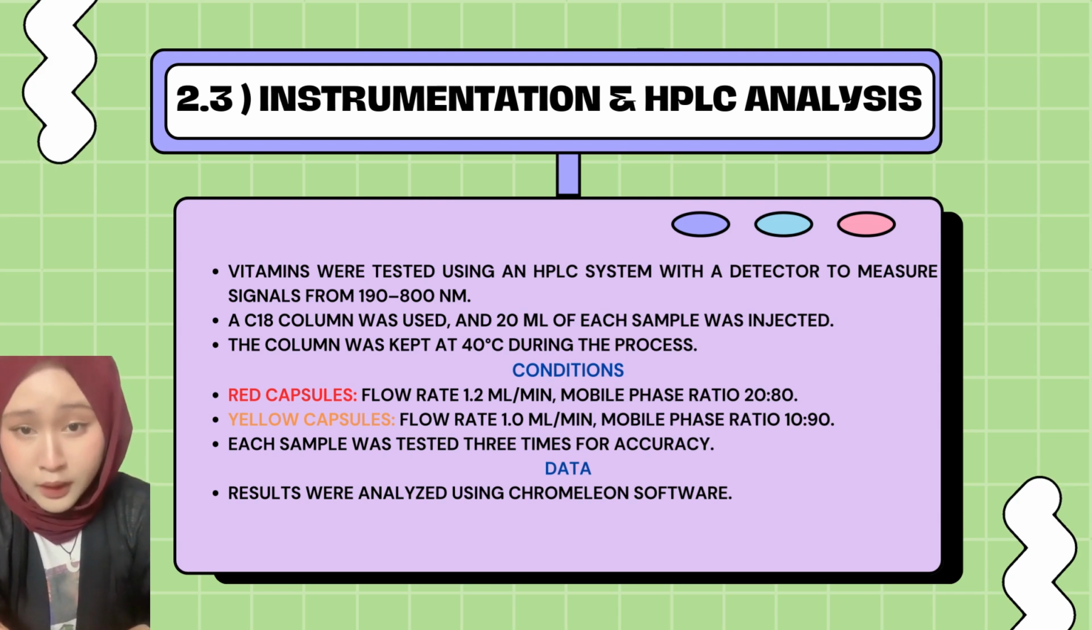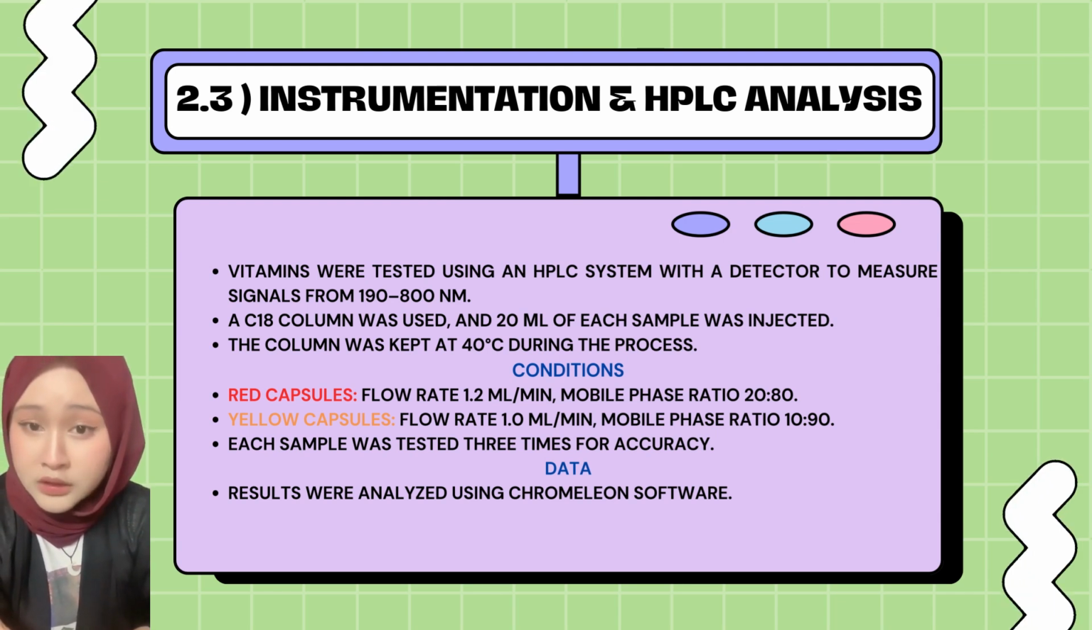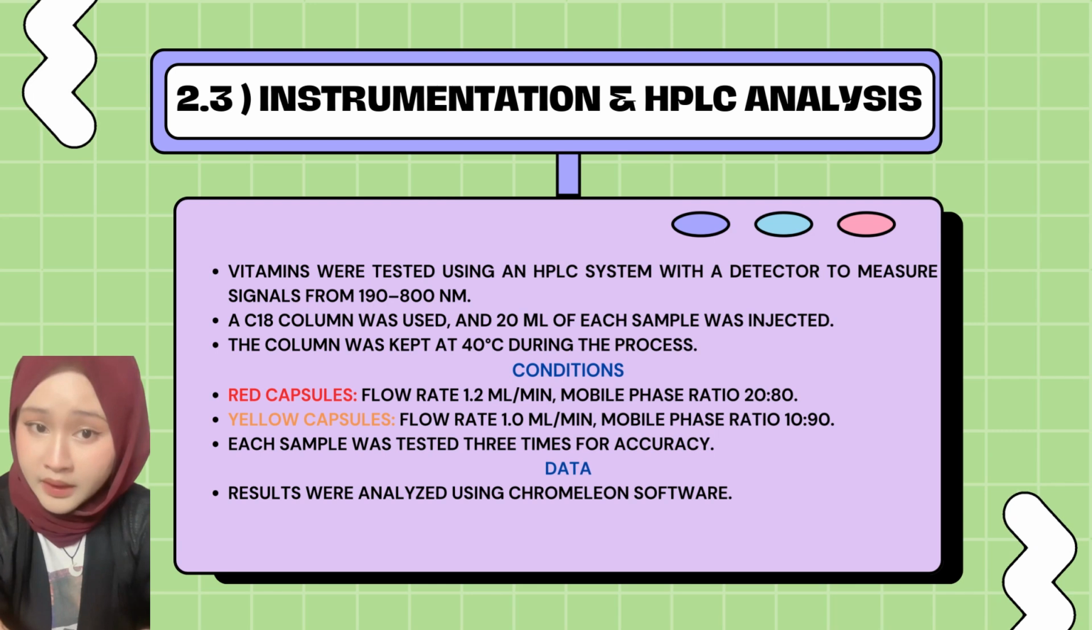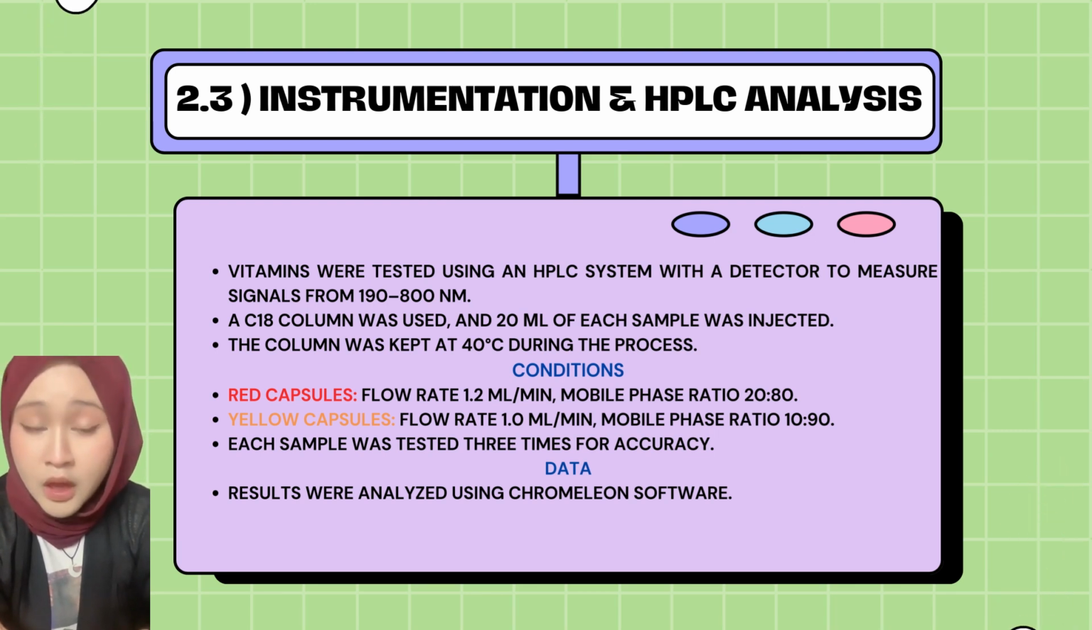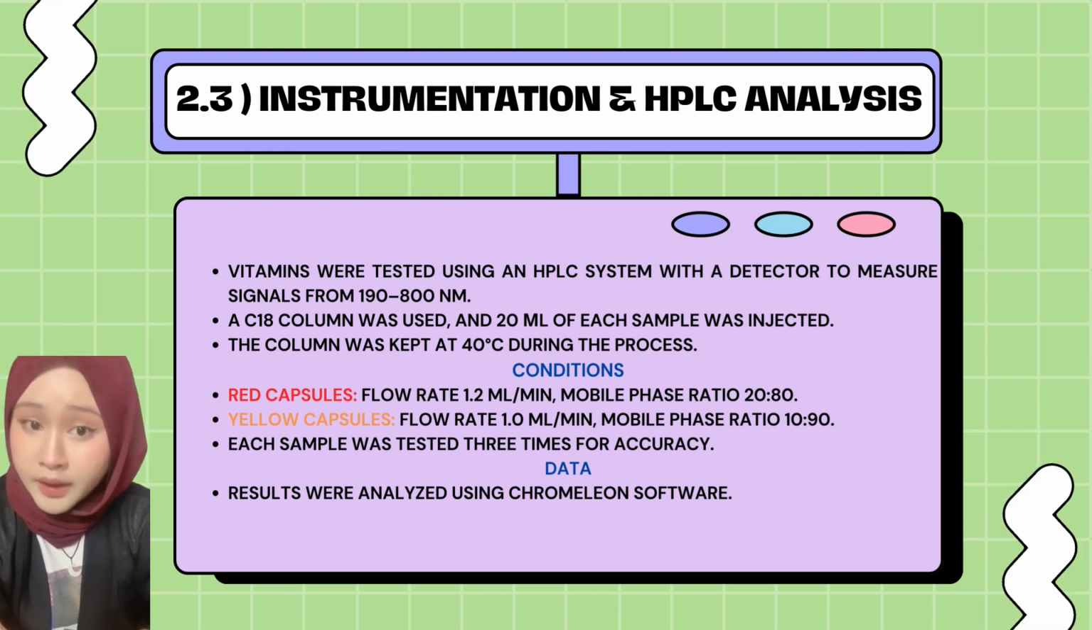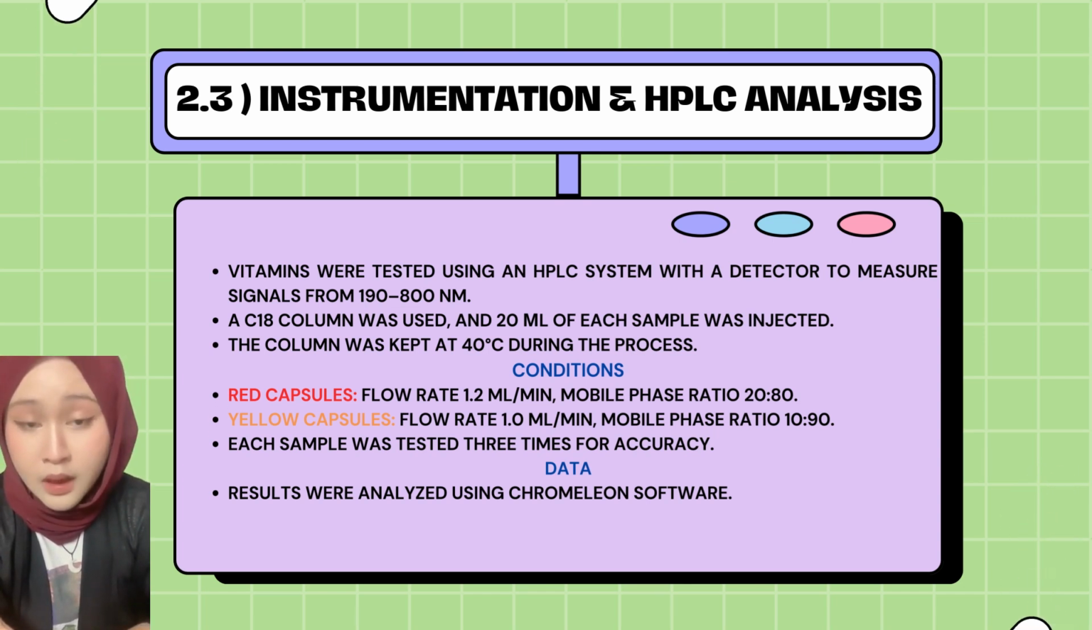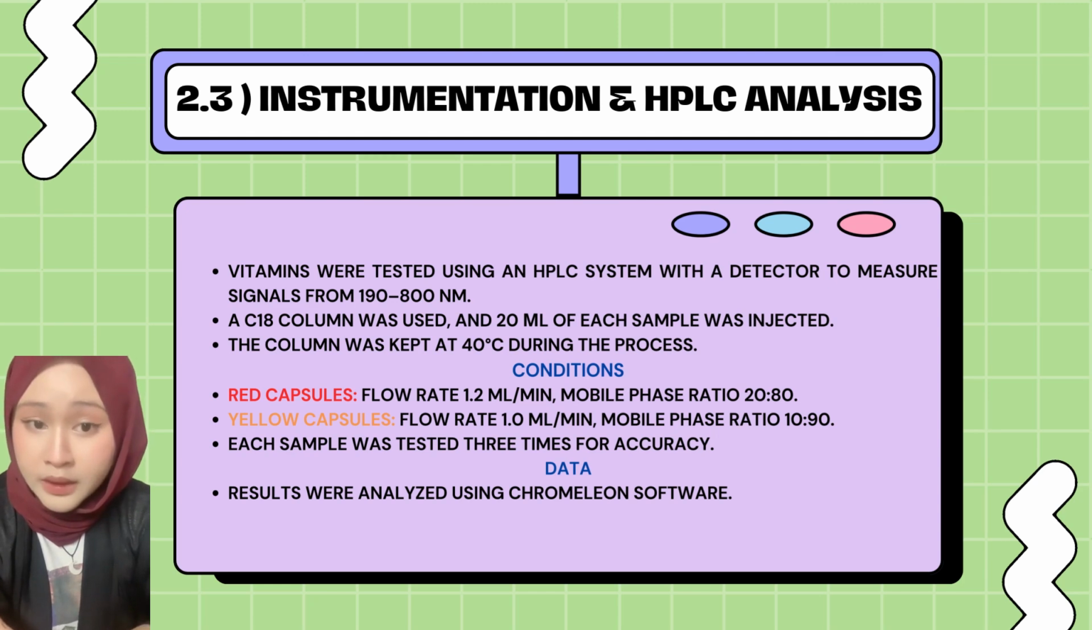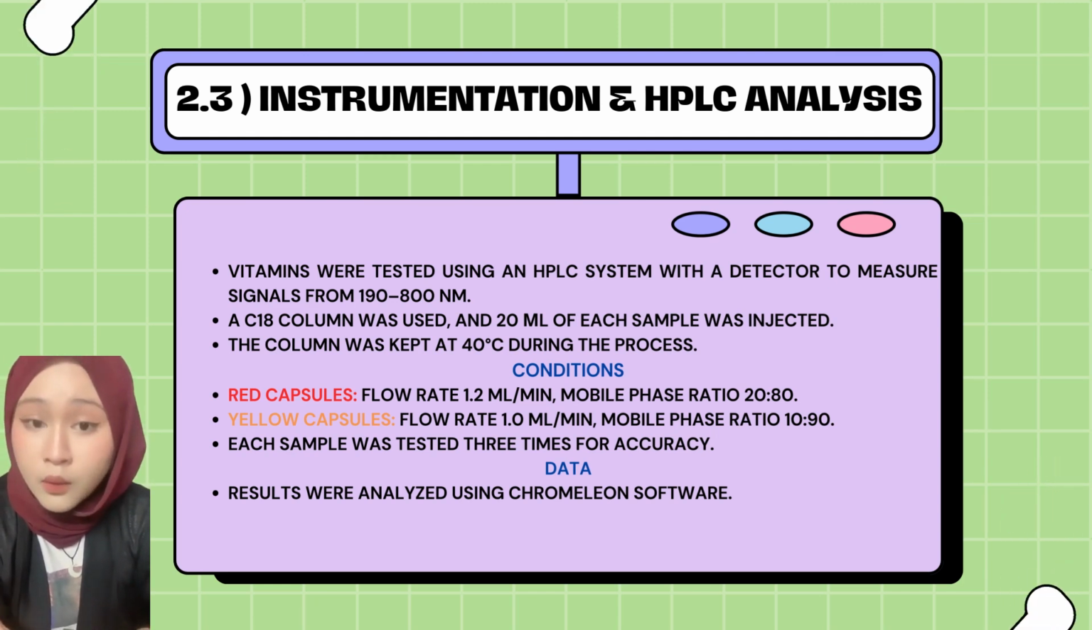For red capsule, the flow rate was 1.2 ml per minute and the mobile phase ratio was 20 to 18. For yellow capsule, the flow rate was 1.0 ml per minute and the mobile phase ratio was 10 to 90. Each sample was tested 3 times to ensure the results were accurate.